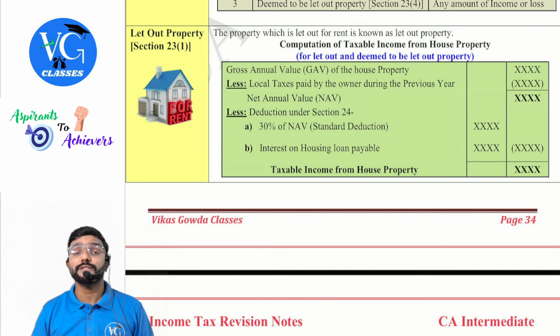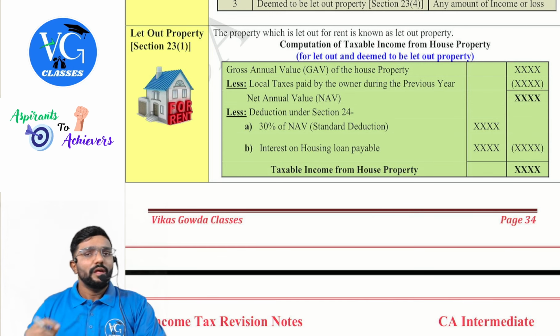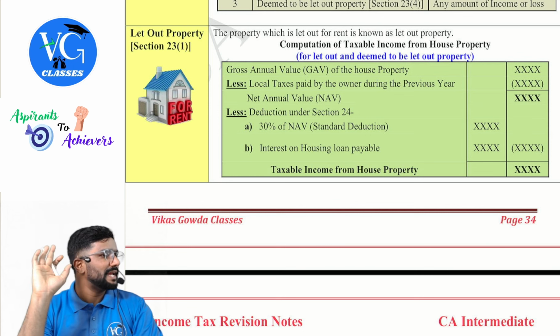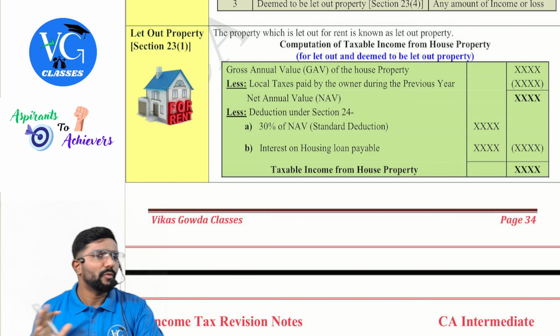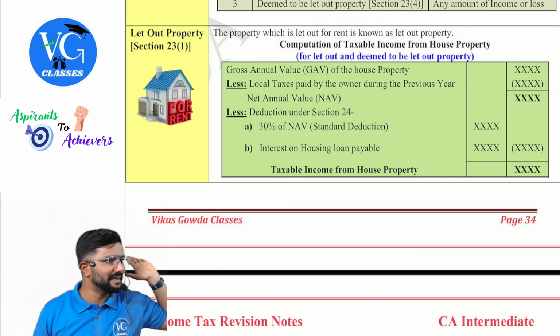Can we have loss from house property? Yes. But can we have loss under the head salary? Never. Under the first head, there is no possibility of having a loss. So I can never have a loss under the head salary, but I can have a loss under the head house property. What is the treatment of loss? We will learn it later, at the end of this head, I will cover it.